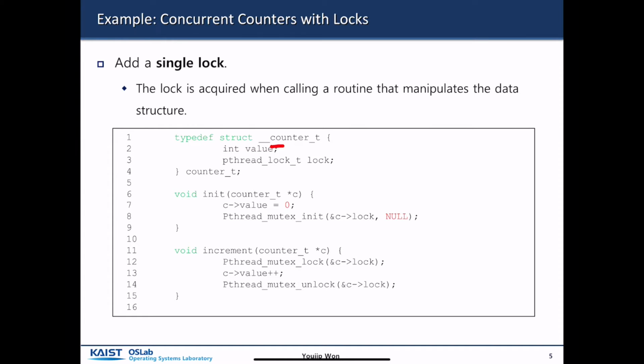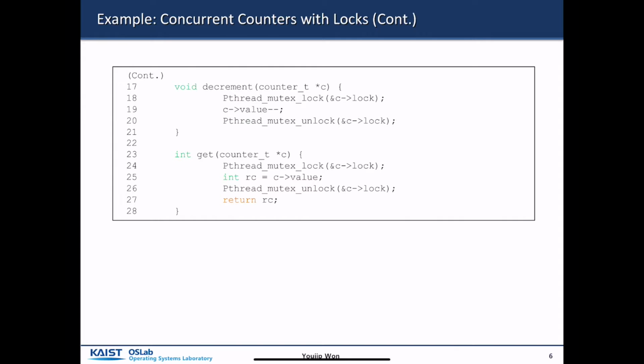So in the counter data structure, we add a mutex, a pthread lock. And then in the initialization function init, we set the value to 0 as well as initialize the lock. Then every update operation on the value should be properly protected by the lock. For example, in the increment operation, the operation of increasing the value is protected by lock and unlock. That is for sure. And that also applies for decrement and get.